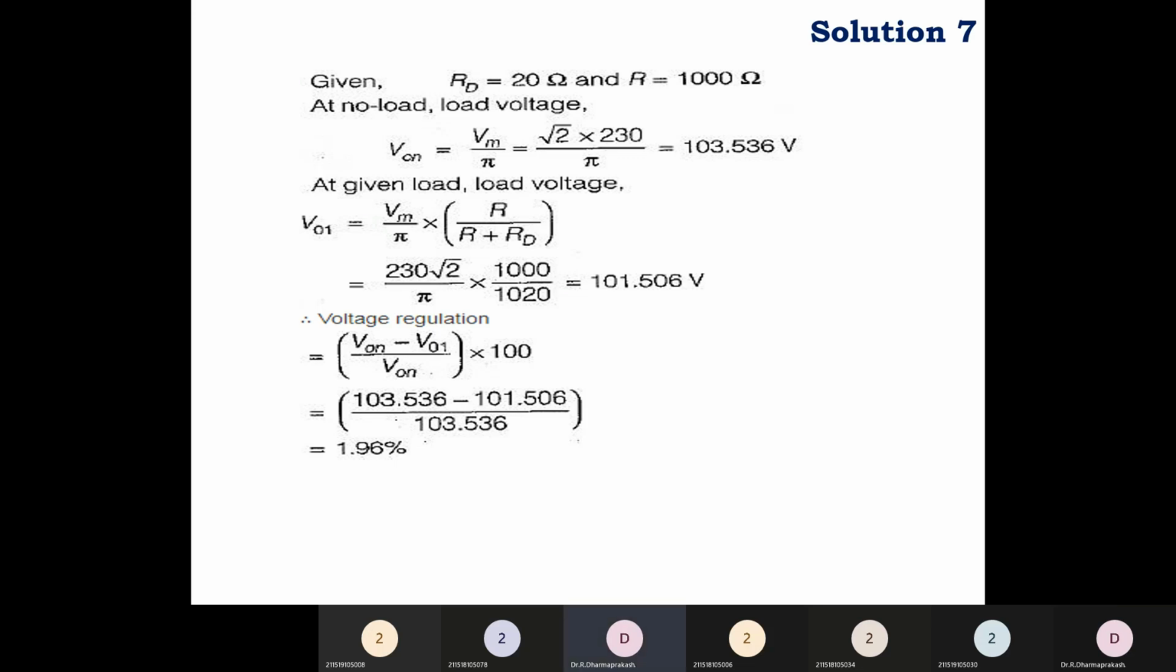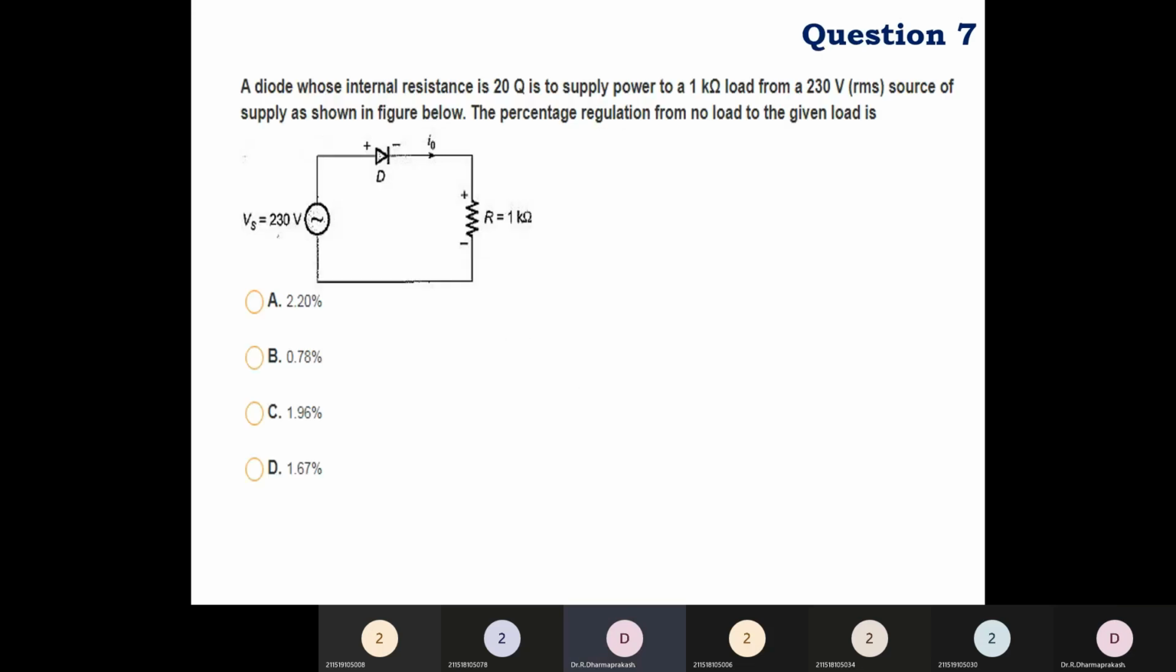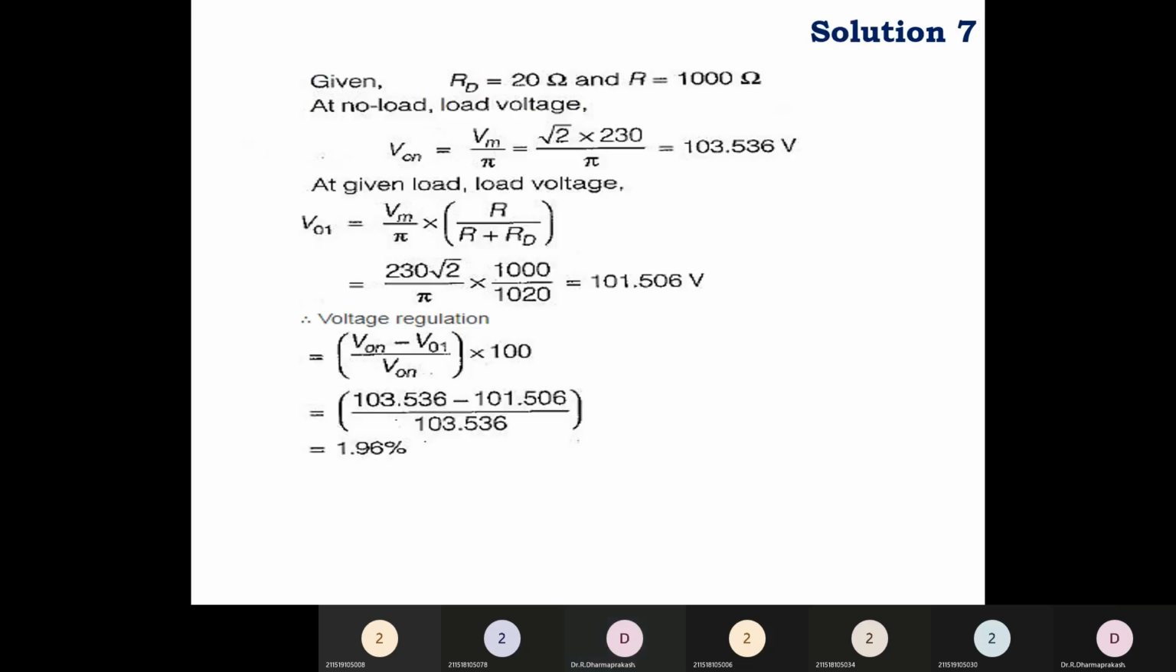And the percentage voltage regulation will be equal to V no load minus V load divided by V no load. So it is equal to 103.536 minus 101.506 divided by 103.536. So it becomes 1.96%. So here in this problem, the load regulation will be equal to 1.96%. So option C is the right answer.